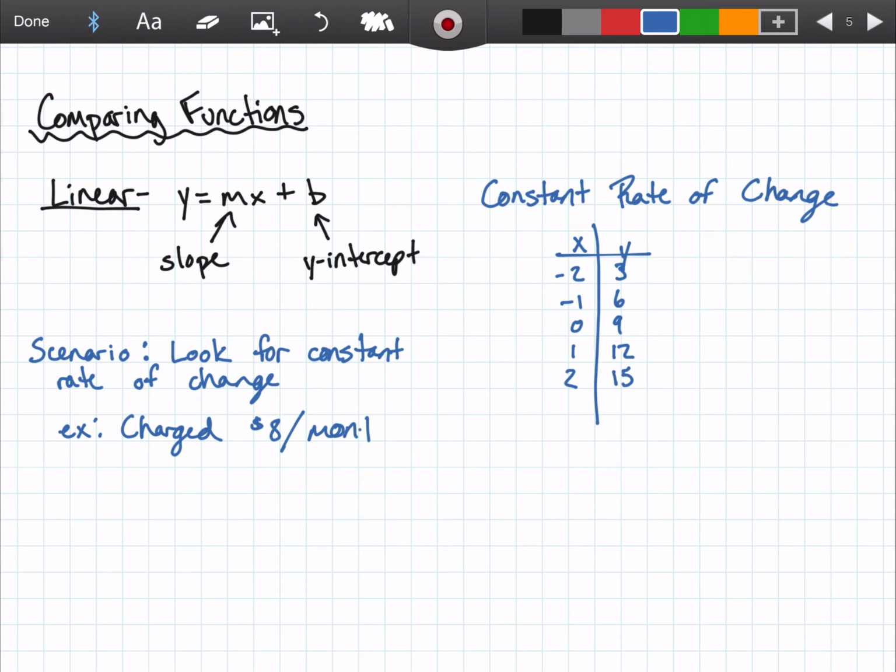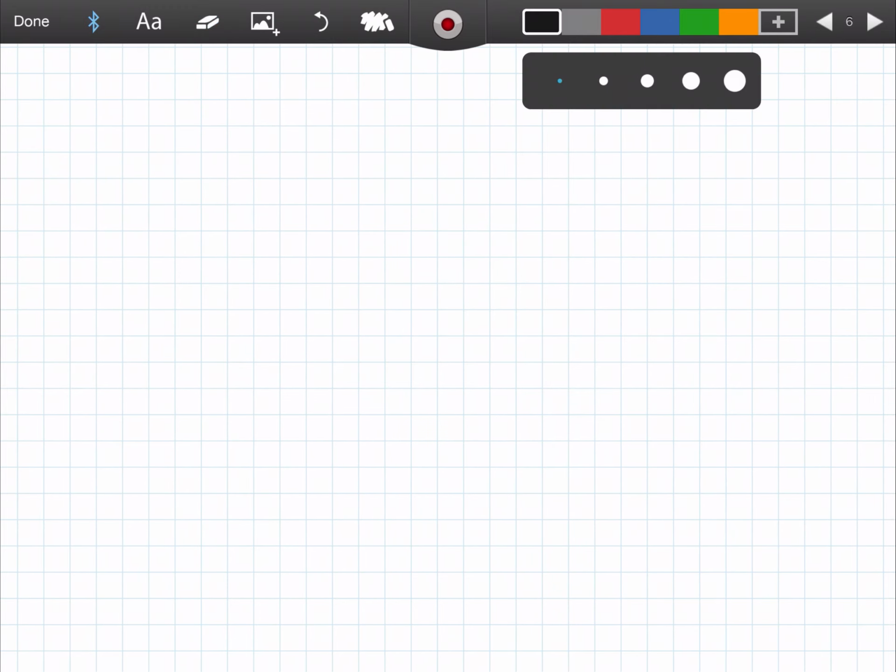So maybe you're charged $8 per month, or your speed is 40 miles per hour. That constant rate of change, it's not changing, it's constant. Funny how it's named that way. And as far as a graph, it's just a straight line. And so you're really familiar with linear. A lot of you do very well with linear.